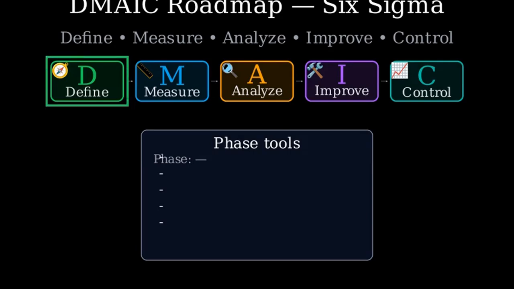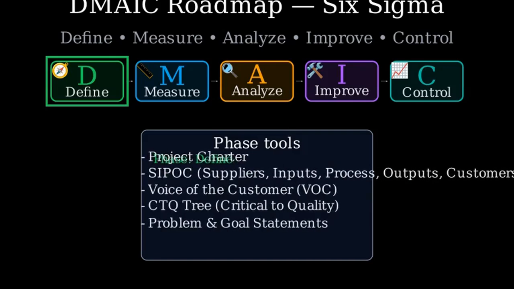Let's begin with the define phase. Here we clarify the problem and scope. We capture the voice of the customer and translate it into critical to quality requirements. Key tools include the project charter, SIPOC, voice of the customer, and a CTQ tree.